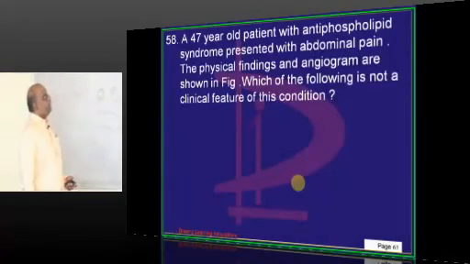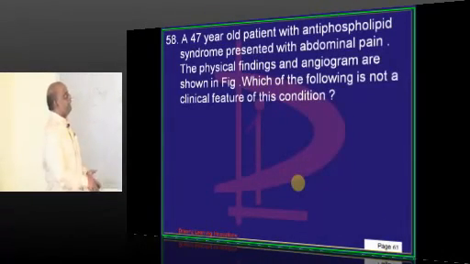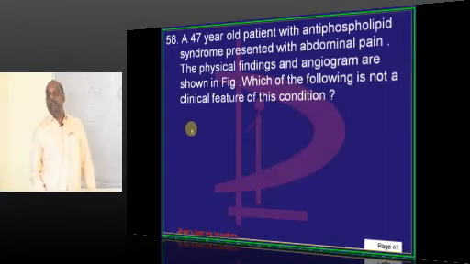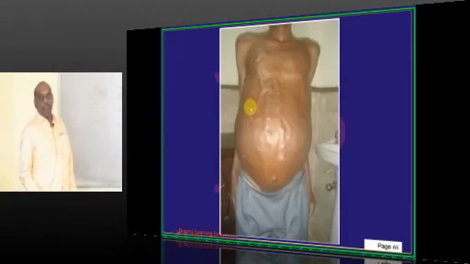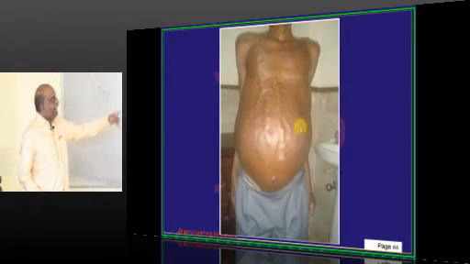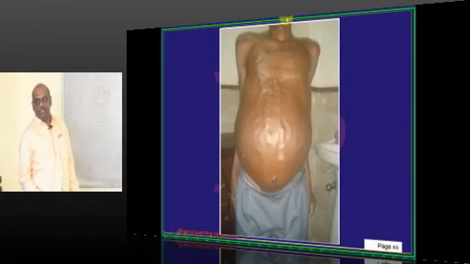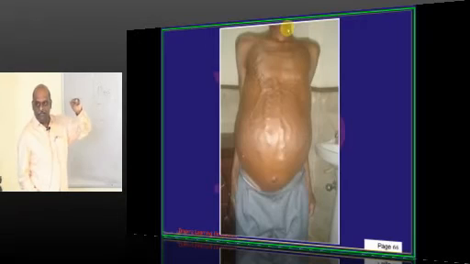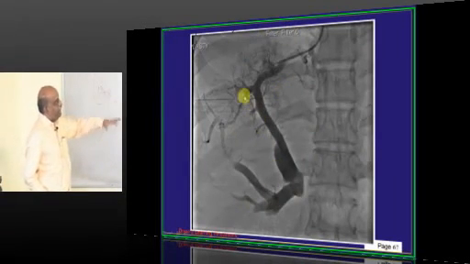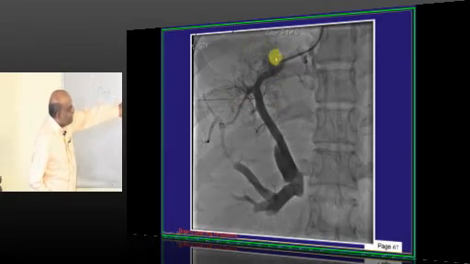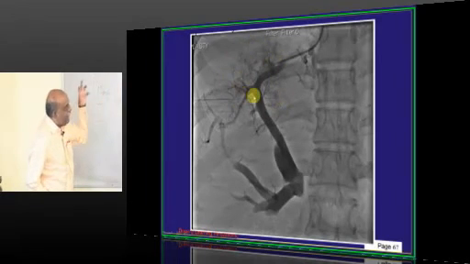Now, a 47-year-old with antiphospholipid antibody syndrome with abdominal pain. Angiogram has been done to her. And what do you see here? You are seeing a lot of collateral vessels. That means the venous system got occluded due to a thrombus. And when you have done the angiogram, what you see is those fine vessels like a spider web.